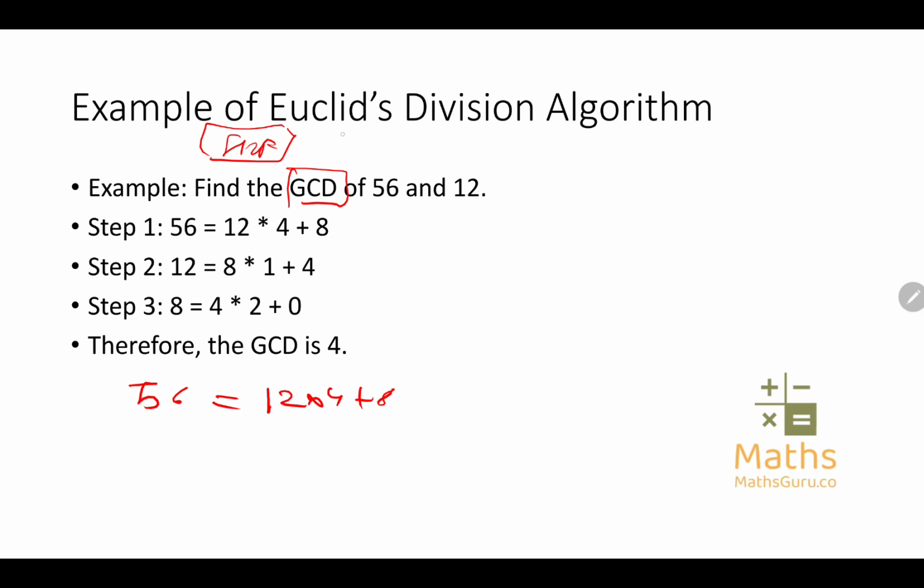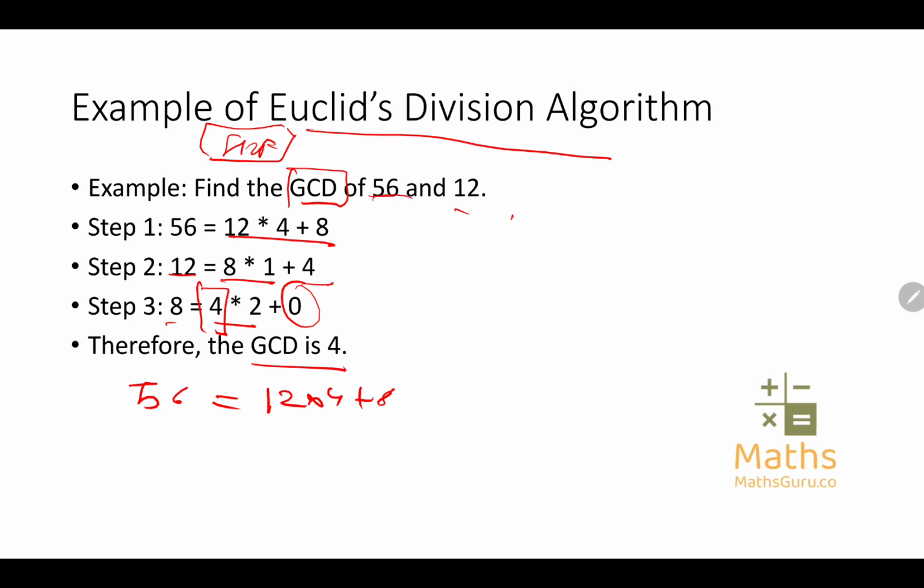So let's use this Euclid's division algorithm to find the GCD of 56 and 12. As I mentioned, 56 can be represented as 12 into 4 plus 8. 12 can be represented as 8 into 1 plus 4, and 8 can be represented as 4 into 2 plus 0. Once you get 0, you are able to find the HCF or GCD. So 4 is the GCD of 56 and 12.